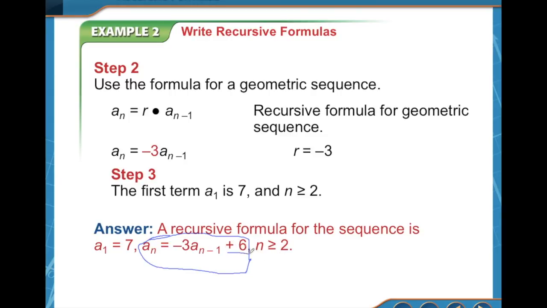So we don't need the positive 6 here, but it should be any term equal to negative 3 times the previous term, and that is our rule. You see that already written right here. This is what we need for our geometric sequence. Just plug in R, and then the rest is good to go.